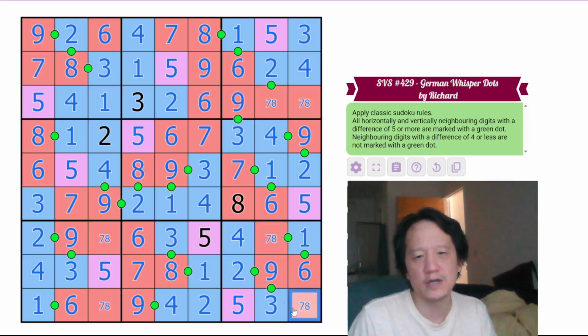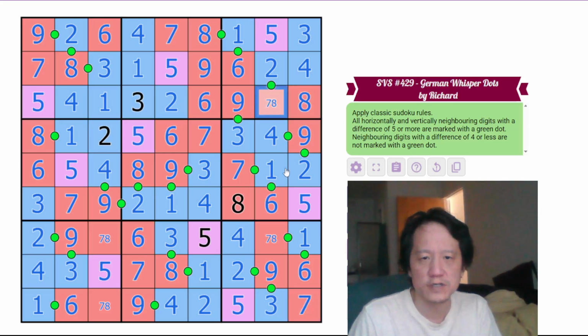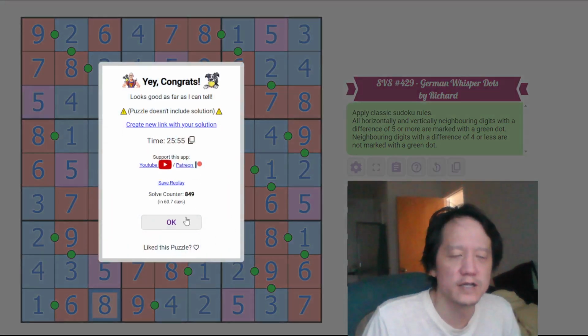This cannot be 8 because there would need to be a German whisper dot between them. So this is 7, and that disambiguates everything else. So this is 8, 7, 8, 7, and 8. And that's the solution.